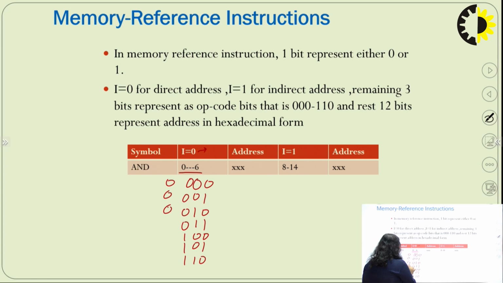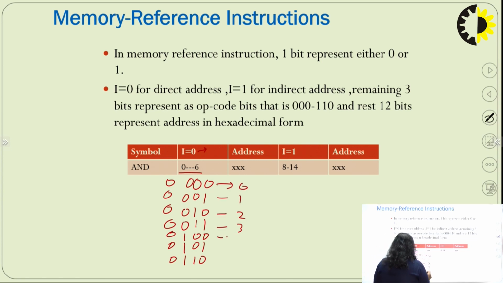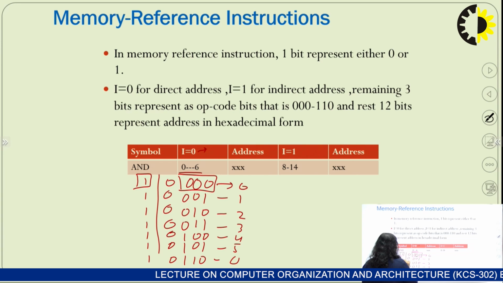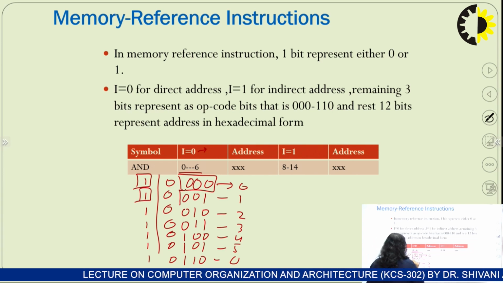The fourth bit is always 0. This is represented as 0 1 2 3 4 5 6, so it is 0 to 6. When the I bit is 1, it is the same, but the I bit is 1, giving 1 1 1 1 1 1 1. So the bits that we have to count are these.